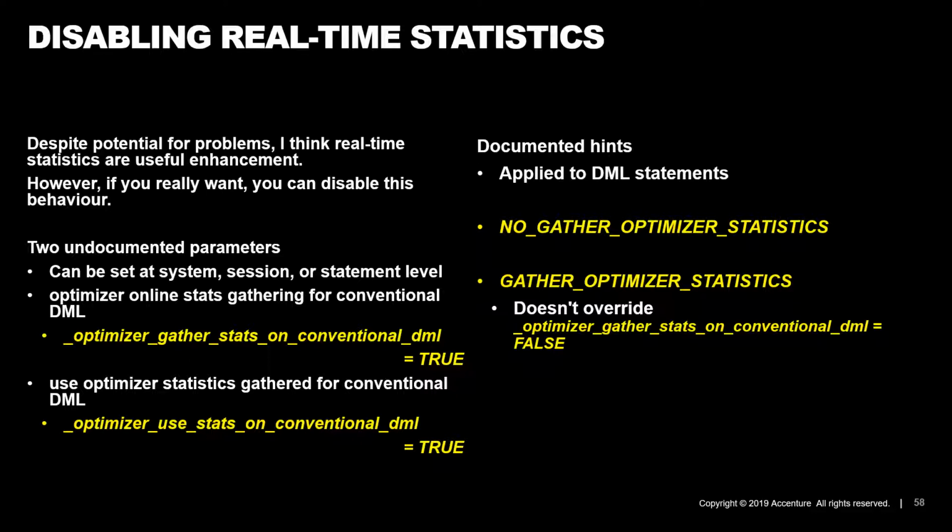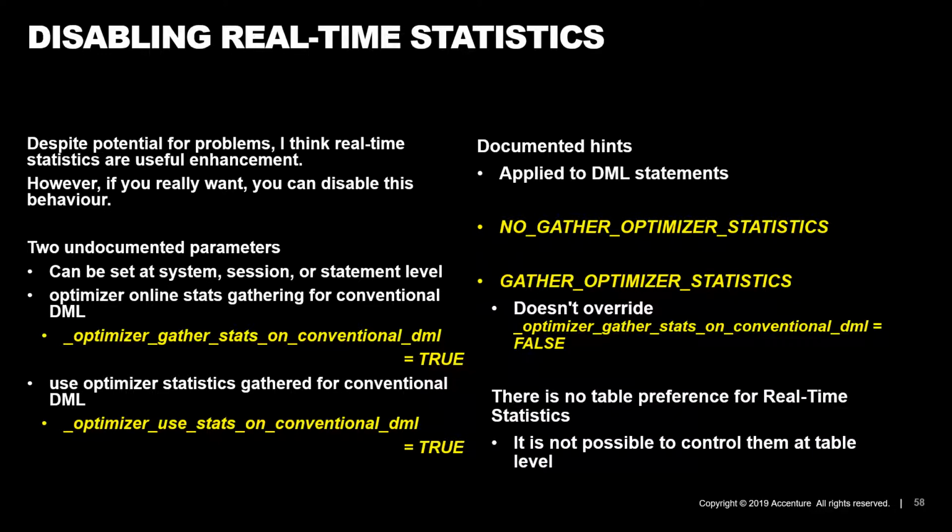There are also two documented hints. No gather optimizer statistics will prevent real-time statistics being updated in a particular statement. Gather optimizer statistics simply reinforces the default behavior, but it doesn't override the underscore parameter if you've set that to false. What does not exist is a table preference for real-time statistics. So it's not possible to say, I want real-time statistics on this table, and I will decorate it with a preference, and I don't want it on that table, and I'll decorate it with a different preference.